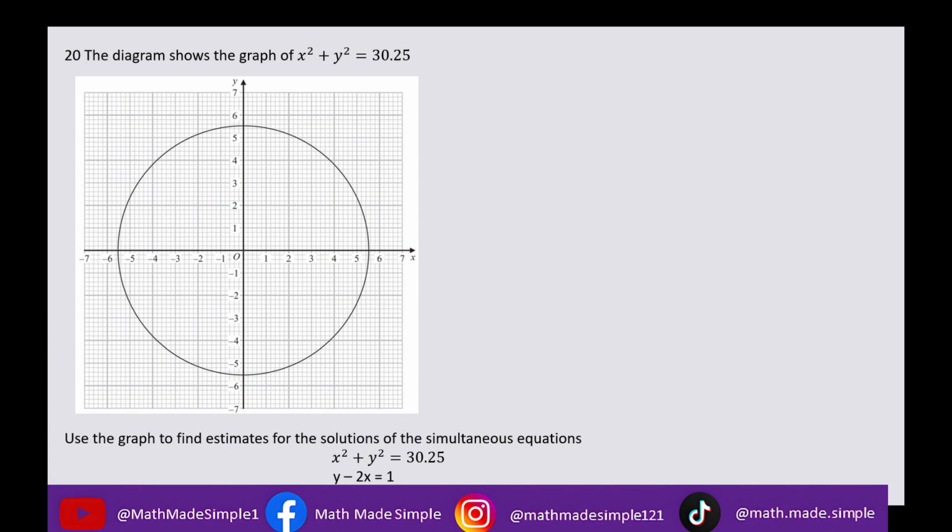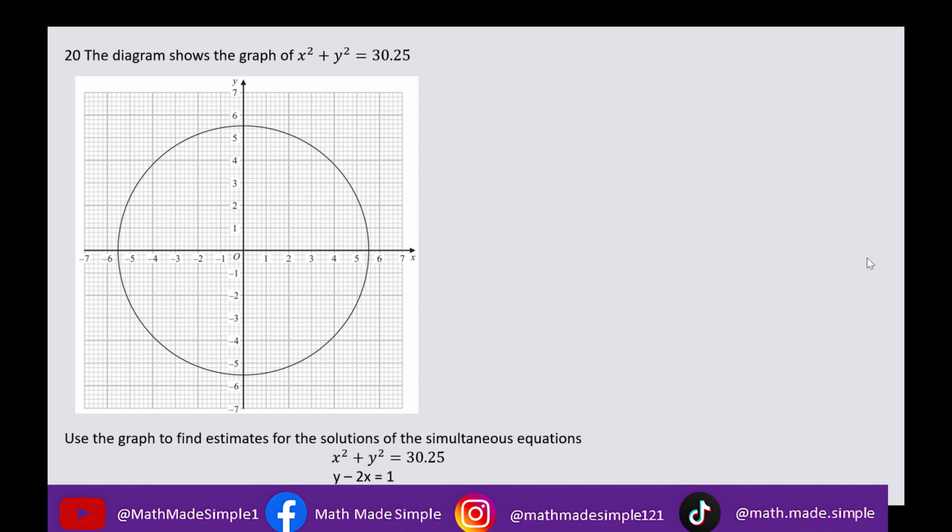The diagram shows the graph of x squared plus y squared equals 30.25. Use the graph to find estimates for the solutions of the simultaneous equations x squared plus y squared equals 30.25 and y minus 2x equals 1.